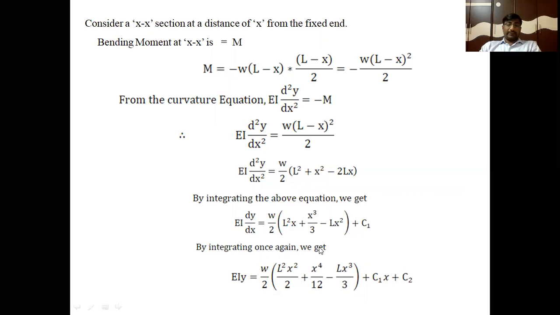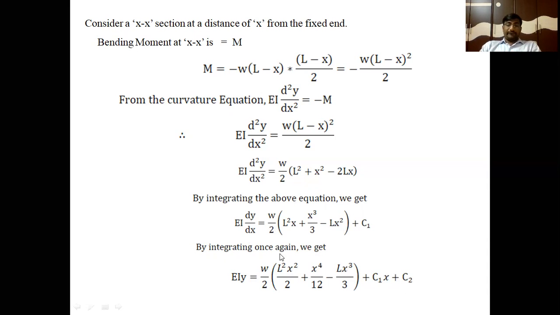So by integrating once again, the left hand side becomes EI into y. Integration of dy by dx is equal to y. So EI into y equal to w by 2 is the constant, integration of L square x, integration of x is x square by 2, so L square x square by 2, plus x cube by 3 integration is x power 4 by 12, since 4 into 3 is 12 in the denominator, minus Lx square integration is L x cube by 3, plus C1 integration C1x plus C2 is the second integration constant. So after integrating this equation, we will get the slope and deflection equations including the integration constants.